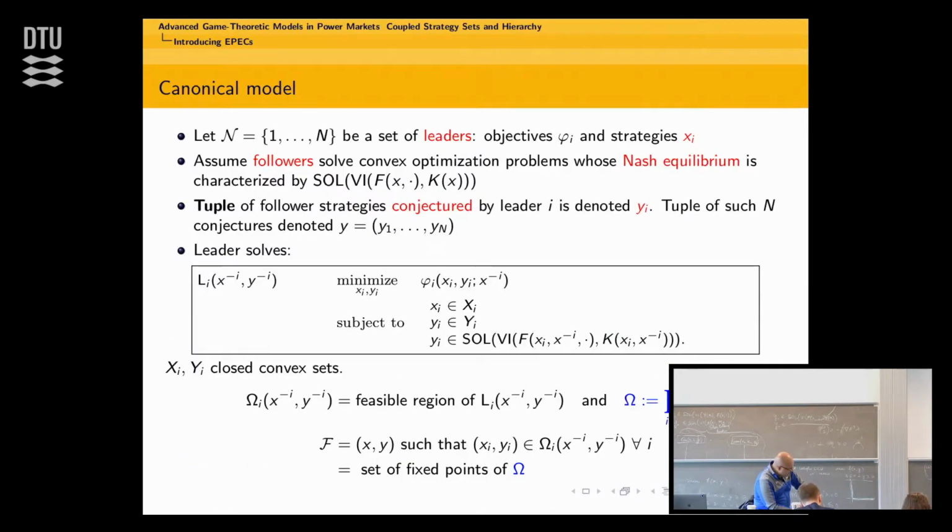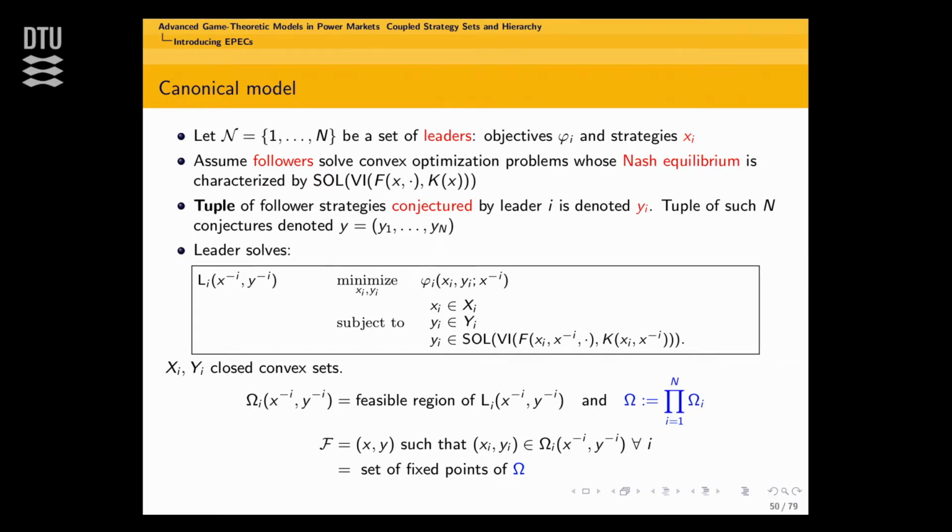So now you have Xi and Yi are closed and convex sets. Let omega I, a function of x minus I and y minus I, be the feasible region of the leader, and let omega be the Cartesian product of these set valued maps. Let F script be the set of (xi, yi) such that (xi, yi) lies in this. It's the set of fixed points of omega.